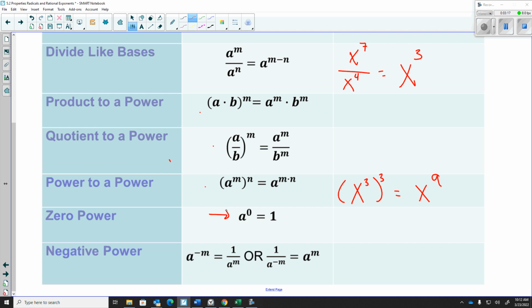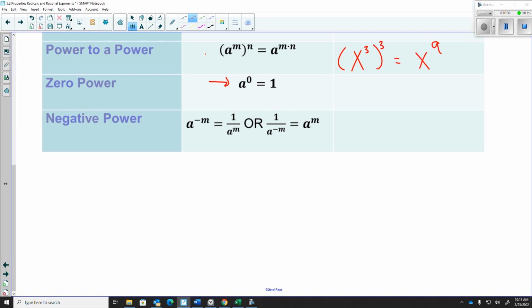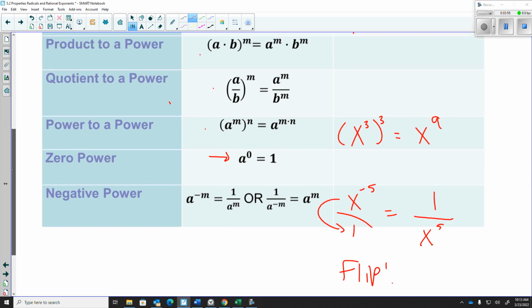And we talked about this a little bit yesterday as well. If you have a negative exponent, that means you have to flip. If you have a negative exponent, it just means you need to flip it. That's that rule. Negative exponents flip. All right, so that's a recap of Algebra 1 exponent rules.